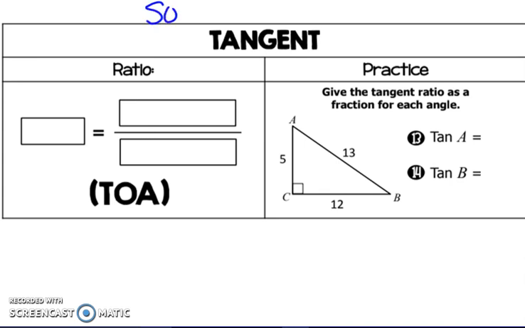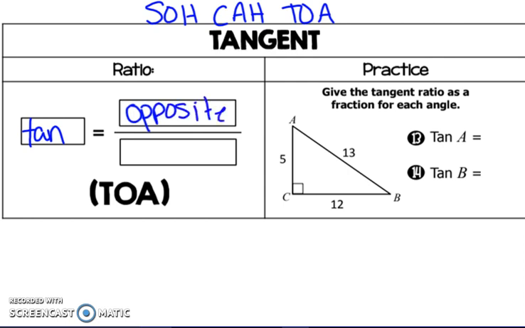Tangent is the last part of our SOHCAHTOA. And the nice thing about tangent is there's nothing really new to learn. The only difference is it's a different ratio. So for our ratio, it's going to be the tangent. O, just like in sine, still stands for opposite. And A, just like in cosine, still stands for adjacent. And keep in mind, adjacent just means next to.